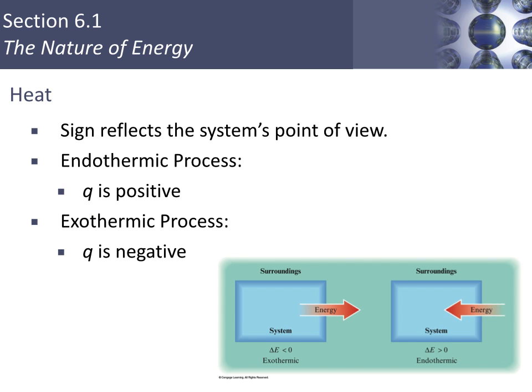So let me go a little bit farther here. We're talking about heat, and this is Q. The sign of Q is going to reflect what's going on in the system. In an endothermic process, Q will be positive. That means that heat is absorbed. In an exothermic process, Q will be negative, and that means that heat is released.